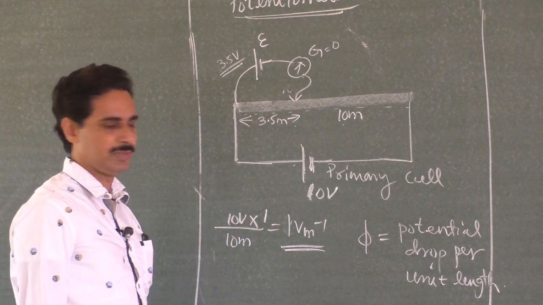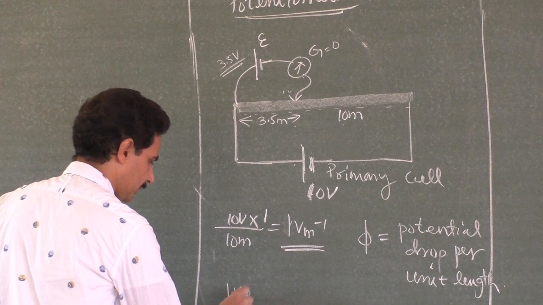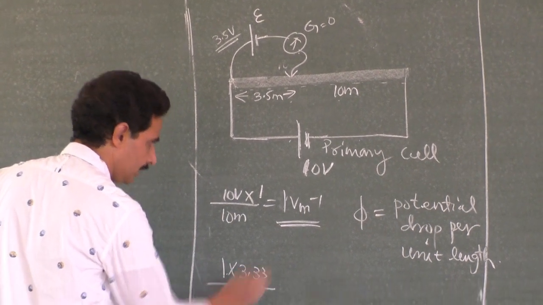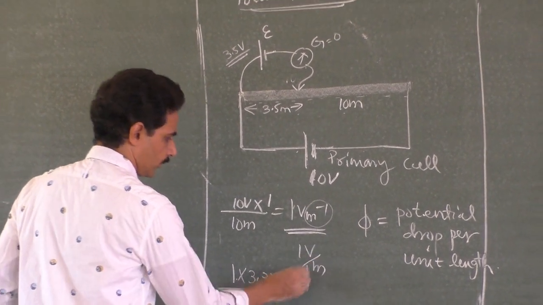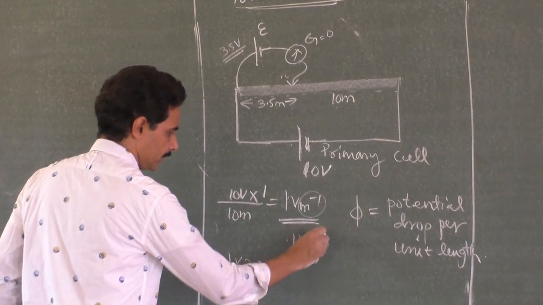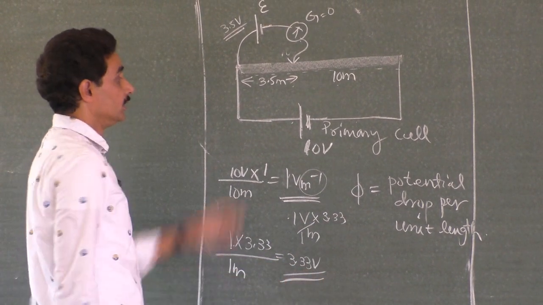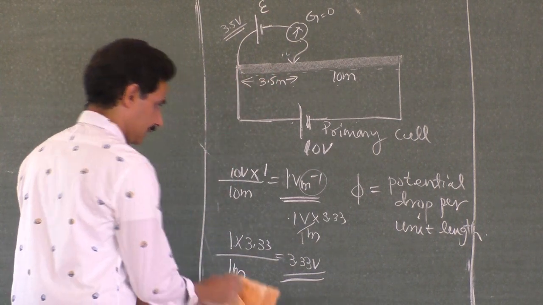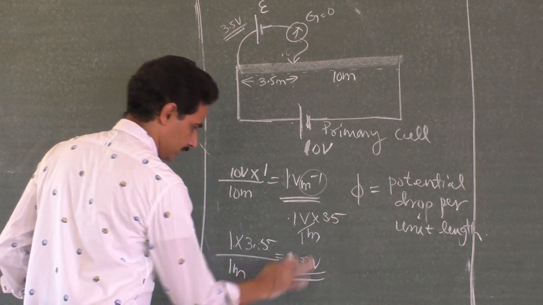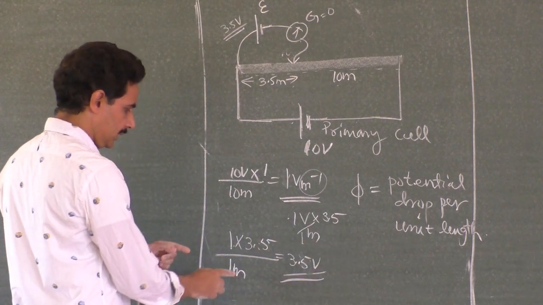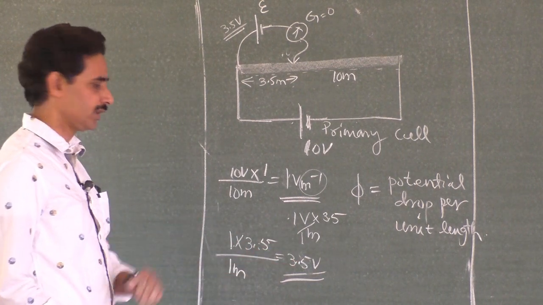What about then 3.5 meter? So if 1 volt per meter is the potential drop, what is for 3.33 meters? For 1 meter, I get 1 volt. What about 3.33 meters? That is 3.33 volt. Okay, our number is 3.5. Let it be 3.5, right? For 1 meter, I get 1 volt. That is called potential drop per unit length, potential per unit length.